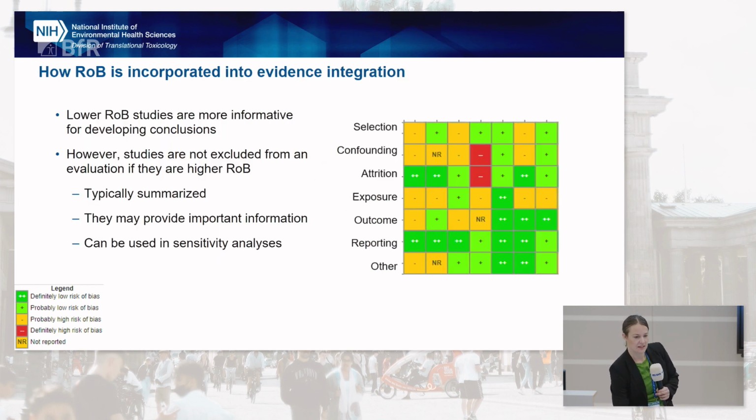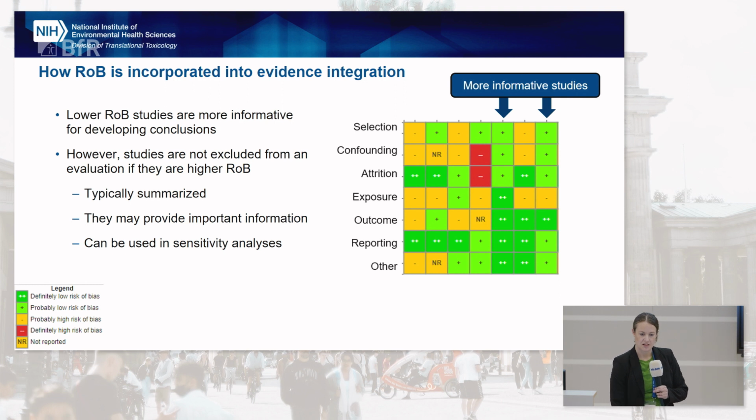And what that looks like across studies is in this heat map here. We might look at this and think that these two studies here are the most informative, and lower risk of bias studies typically are the most informative for developing conclusions. I'd say we rely on those the most. But we don't exclude studies from an evaluation if they're higher risk of bias. And that's because they can provide very important relevant information and can be used in sensitivity analyses.